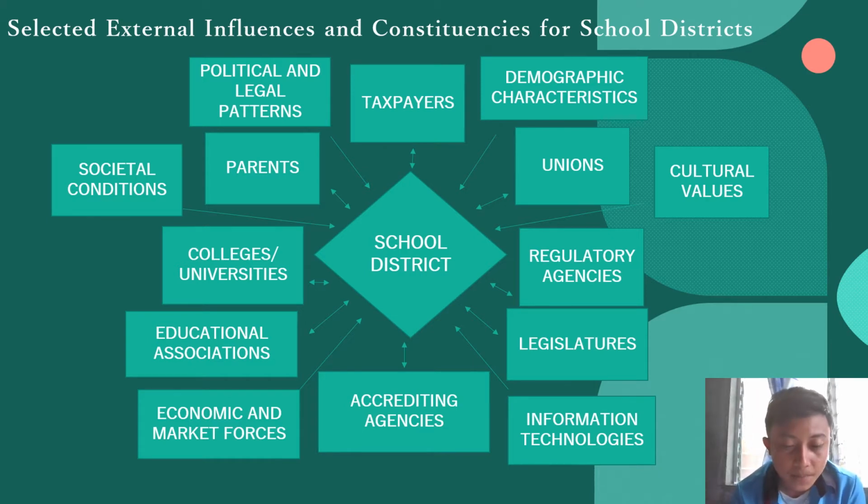So what do you mean by school accountability? Literally, it is the process by which students, teachers, and administrators give an account of their progress. Accountability is a means by which policymakers at the state and district levels, parents, and taxpayers monitor the performance of students and schools. As you've seen in the structure, the school district is surrounded by taxpayers, unions, parents, colleges, universities, regulatory agencies, legislatures, accrediting agencies, and cultural values. These are selected external influences and constituencies of a school district.